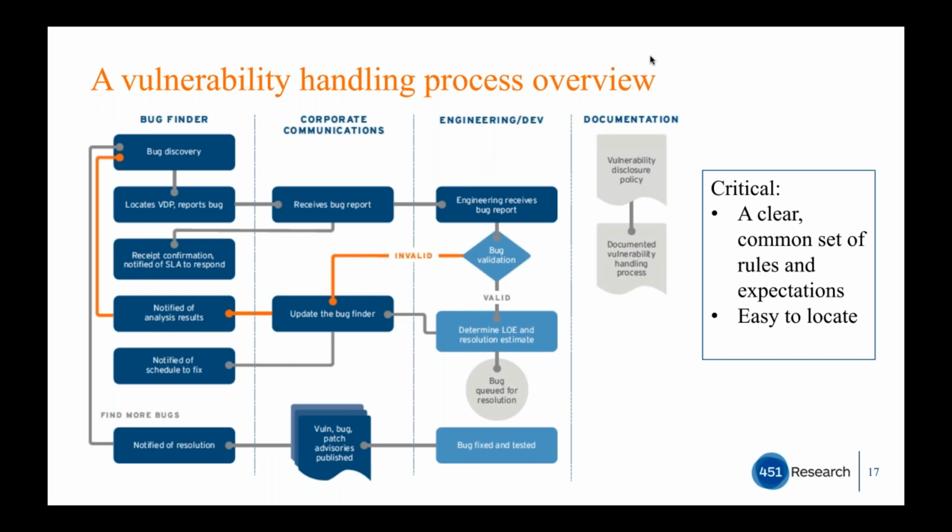This is done in cooperation with the organization's engineering and development teams, obviously in terms of receiving and validating the reports. Those that are invalid are relayed back to the researcher. Those that are valid and require remediation, engineering will determine a level of effort and resolution estimate, queue the issue for resolution to the extent that they can internally, and when appropriate, will publish bug and patch advisories as required.